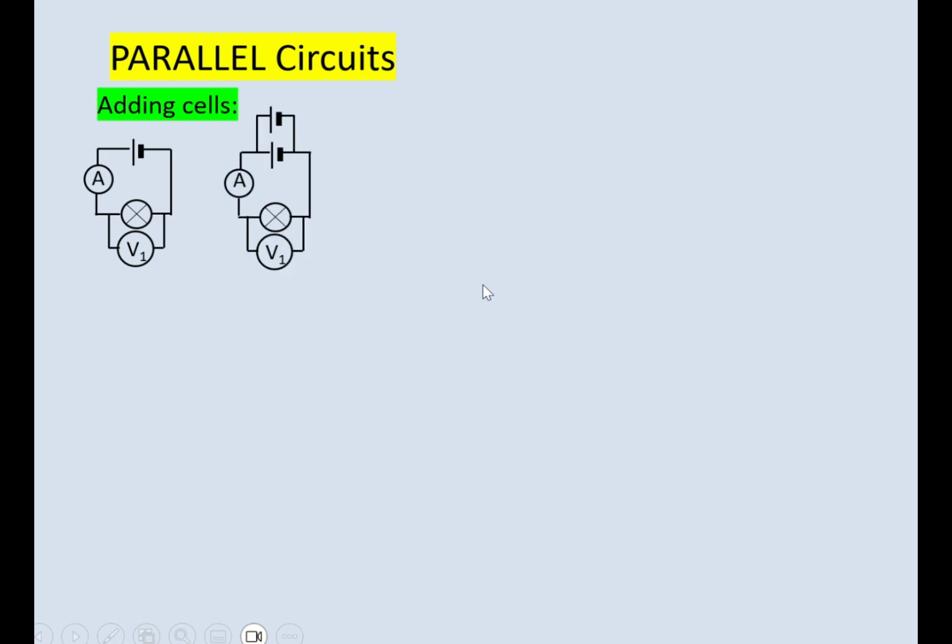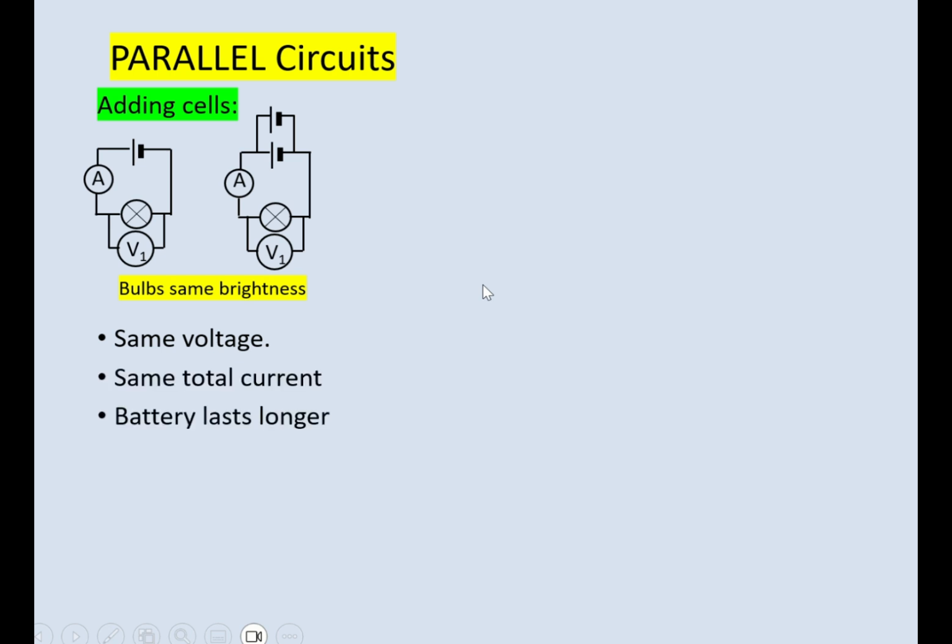Adding cells doesn't make a difference to the brightness of the bulb. It's the same voltage, the same current, and the bulbs are equally bright, but this battery would last longer. So as the charges come through, they pick up 2 volts and carry on. Some of the charges go the other route and pick up 2 from the other. So this battery will last twice as long as that cell.